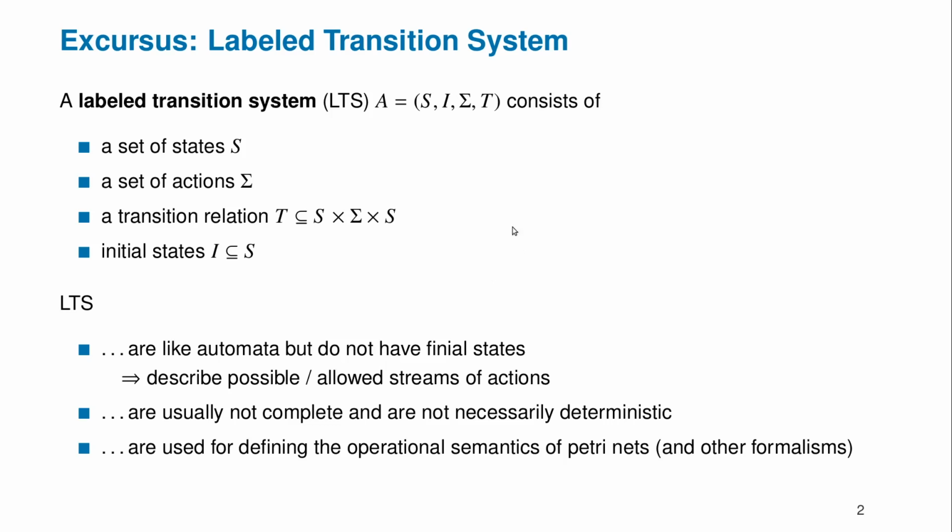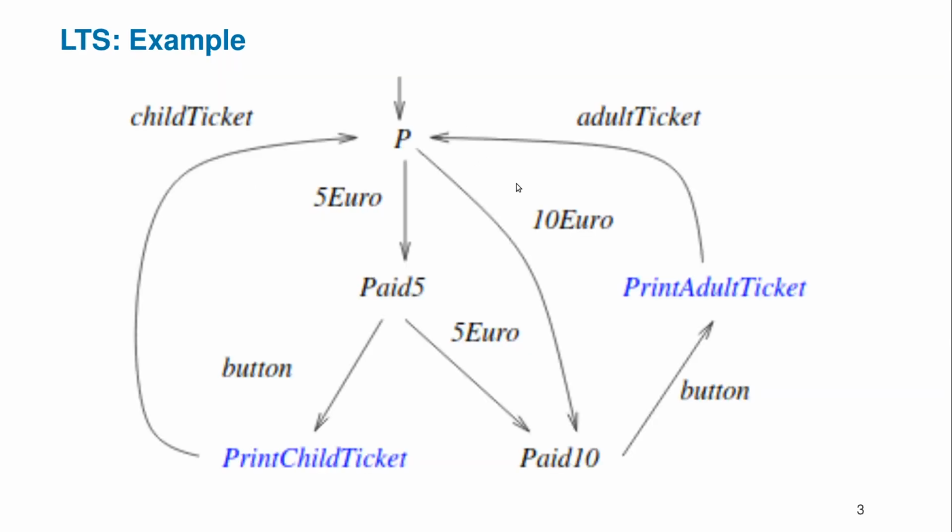Yeah, so the main distinguishing feature with respect to finite automata is that in LTS we do not have any final state. Here we have an example, which is a ticket machine. I will not go too much into details because it's basically a finite automaton where we have states.